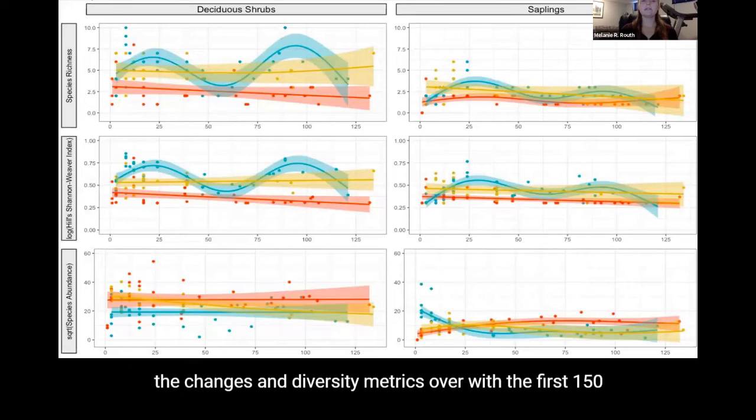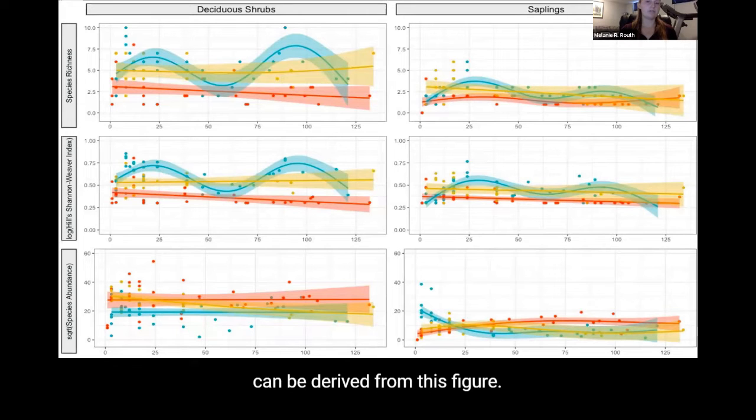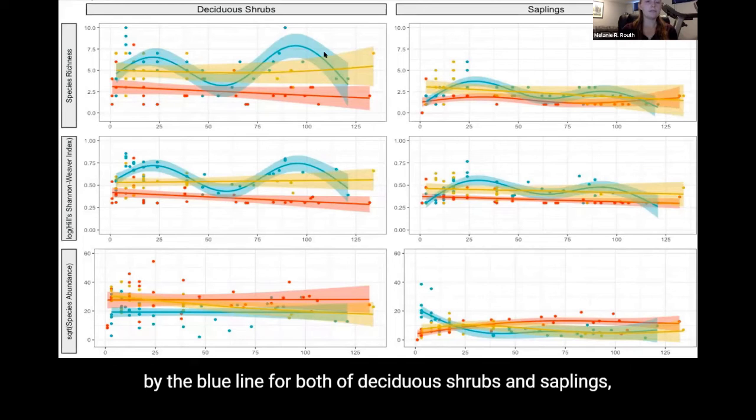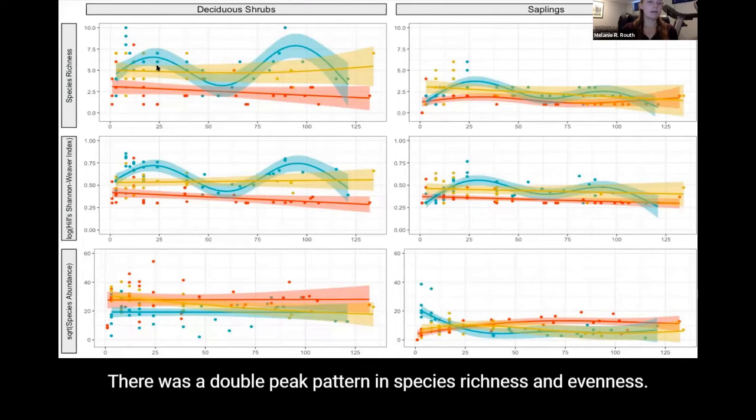So when we were looking at the changes in diversity metrics over the first 150 years post-wildfire, there are 3 main key results that can be derived from this figure. The first one is for mixed-wood forests, which is represented by the blue line. For both deciduous shrubs and saplings, there was a double peak pattern in species richness and evenness.